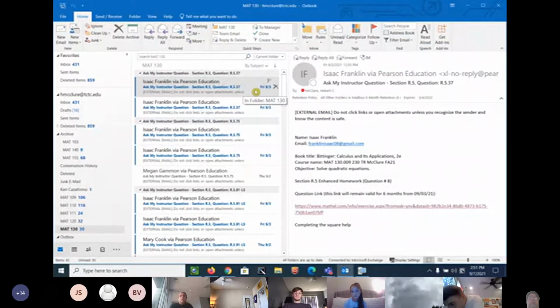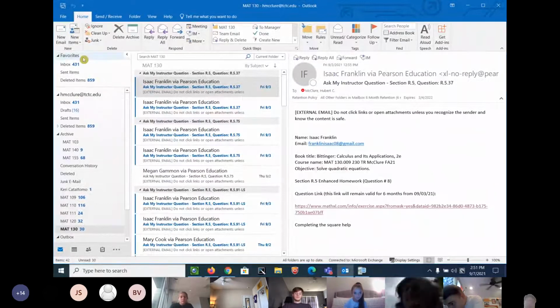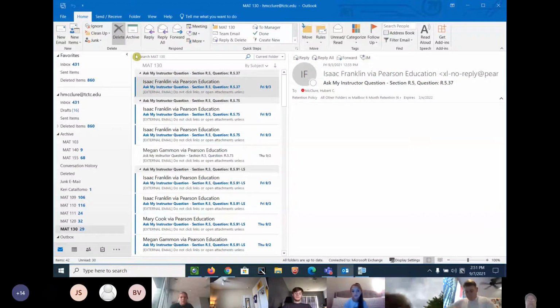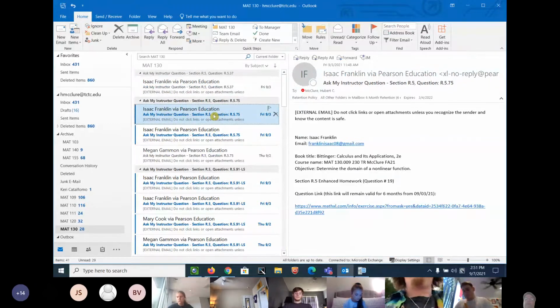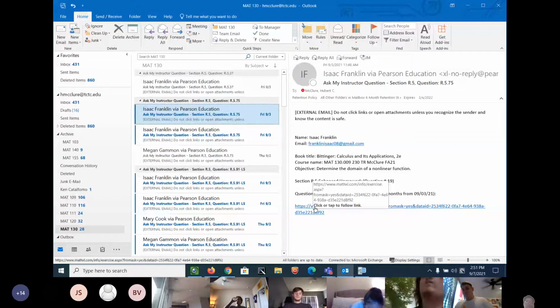All right. This is R537. R537. Is this the same one? That's the same one. Let's move on down to R575. R575/19. Let's see what this one is. This a test question? Determine the domain of the function.